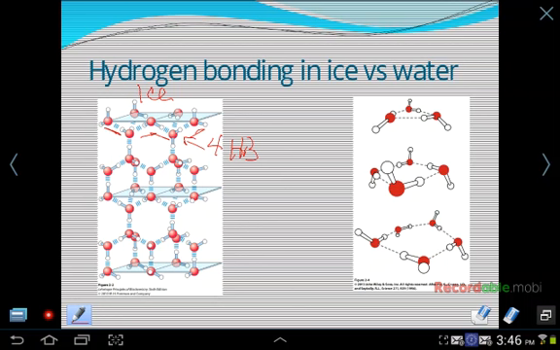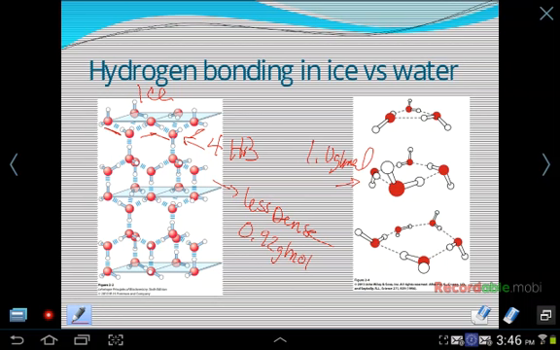And what that does is, because of this cage-like structure, ice is less dense than liquid water. It is actually 0.92 grams per milliliter, where liquid water is 1.0 grams per milliliter. And this is what allows ice to float on top of the water.